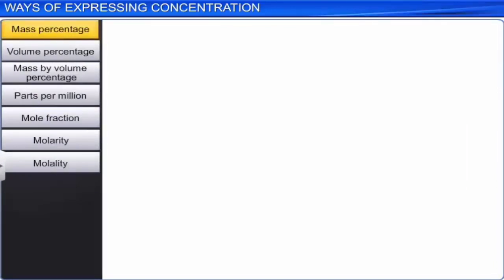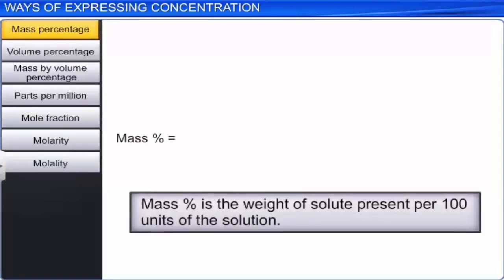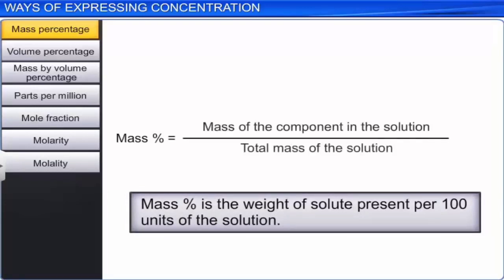The mass percentage of a component of a solution is defined as the mass of the component in the solution divided by the total mass of the solution multiplied by 100. It is important to note that as we are expressing the concentration in percentage, it implies that we are defining it per 100 units of the solution.